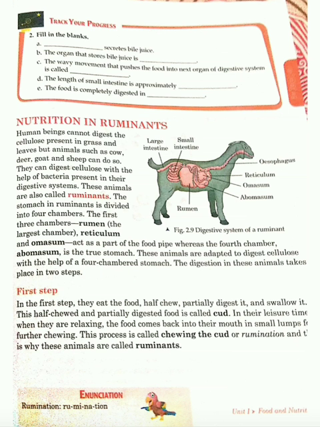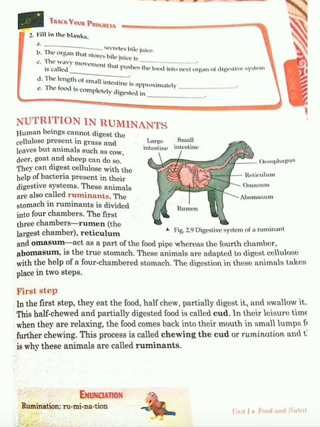First step is, what happened in first step? They used to eat the food first, half chewed, or we can say partially digested, and they swallow it. You must have seen the cow eating its food. First of all, it engulfs all the grass inside its body, isn't it? This half chewed and partially digested food is called cud.